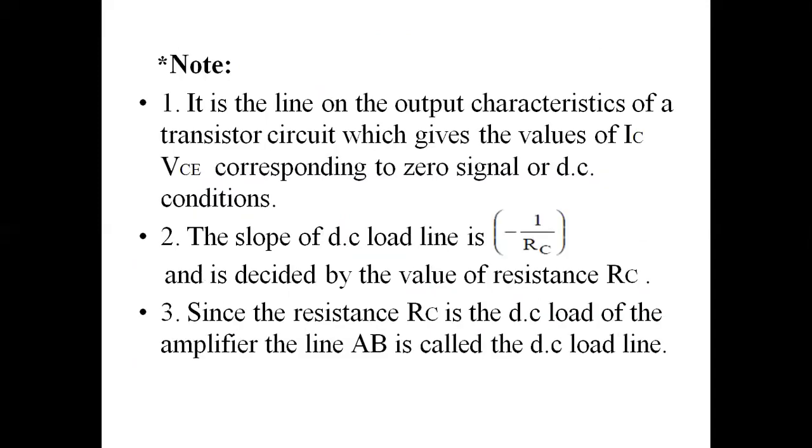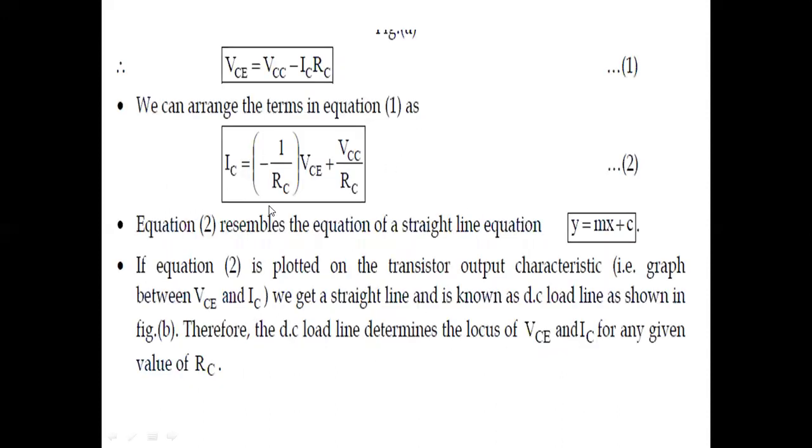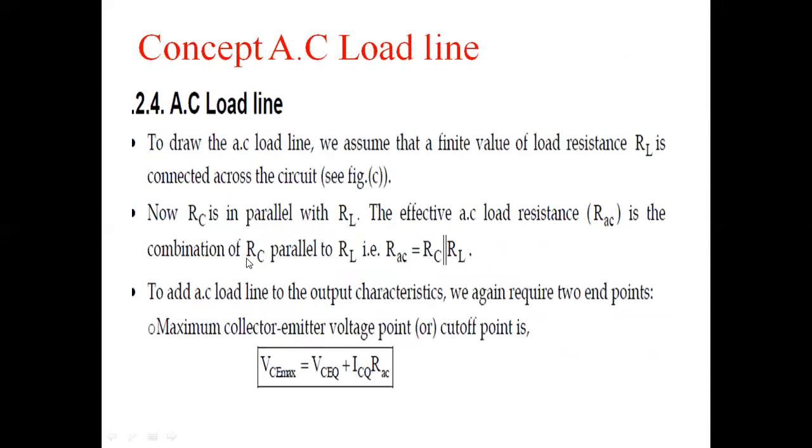First, let me tell you, it is the line on the output characteristics of the common emitter transistor circuit which gives the values of IC and VCE corresponding to zero signal or DC conditions. The first important thing we have to consider is the zero signal or DC condition. Second, the slope of the DC load line is given as minus 1 by RC, which is taken from equation 2 as we have seen previously. That is, the slope of the given straight line is minus 1 by RC, and is decided by the values.